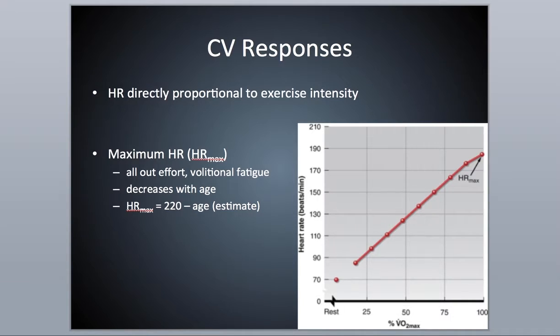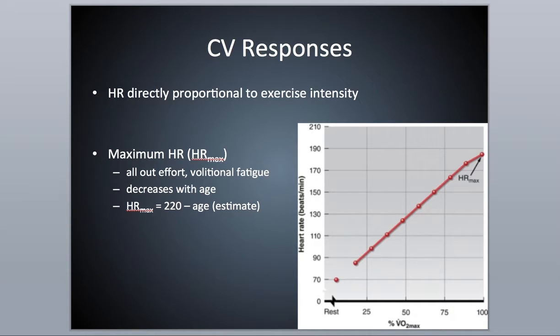It's going to decrease about 1 beat per year. So to estimate it, take 220 minus your age, and that will get you your heart rate max. Now, this is an estimate. It's not exact. In fact, it can actually vary 10 to 15 beats plus or minus.